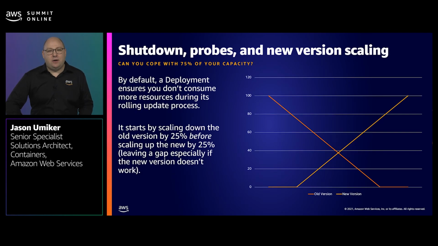The default behavior of a Kubernetes deployment is to not use more resources than you currently are during the rollout process. In order to ensure it doesn't go beyond 100% capacity, it scales down the old version by 25% before scaling up the new one. This means that your app needs to be able to handle running at 75% of its capacity during your deployments. Is that true for you today?